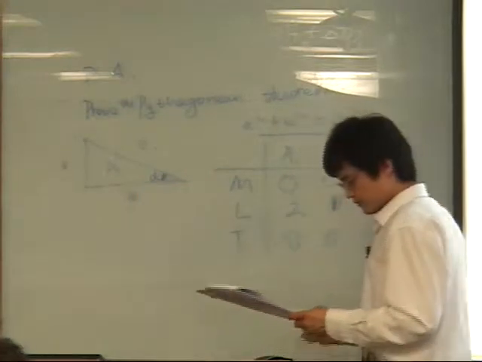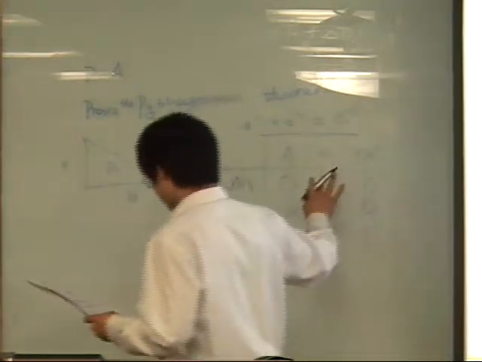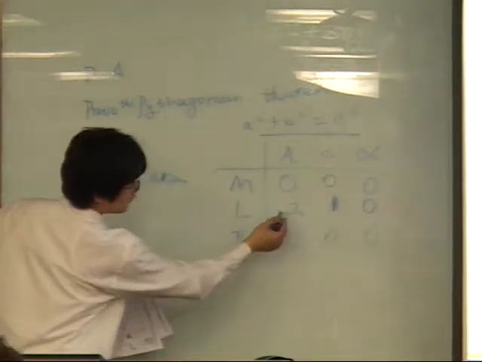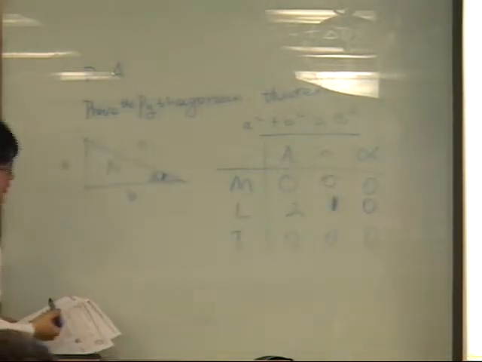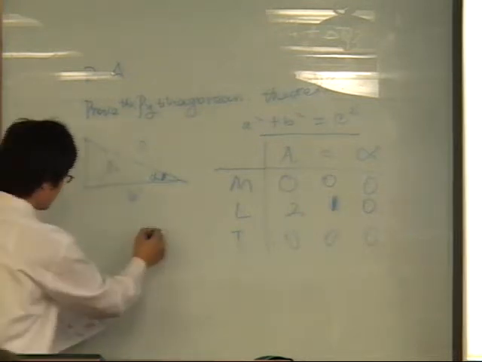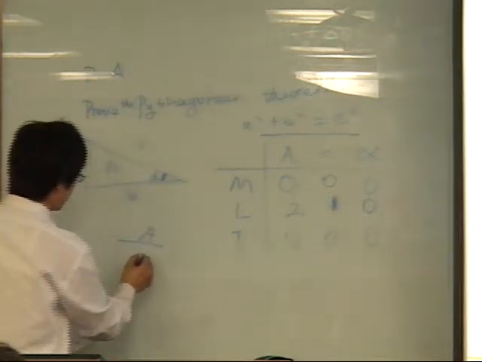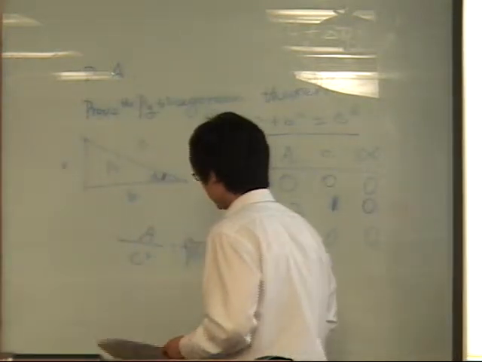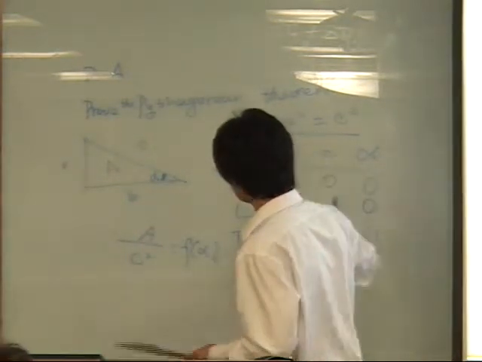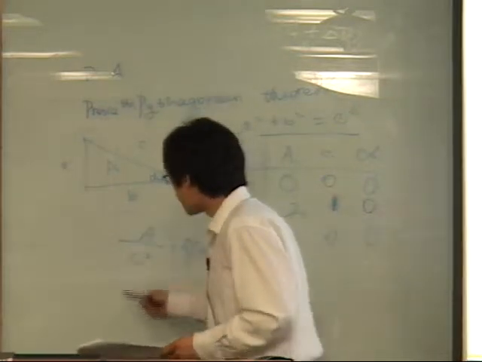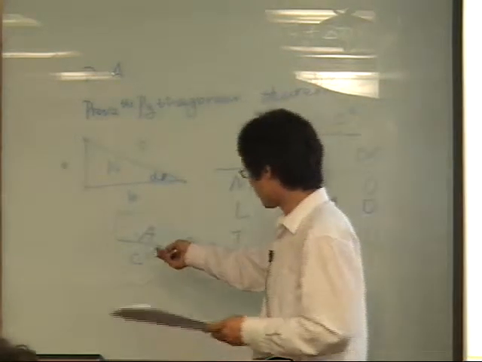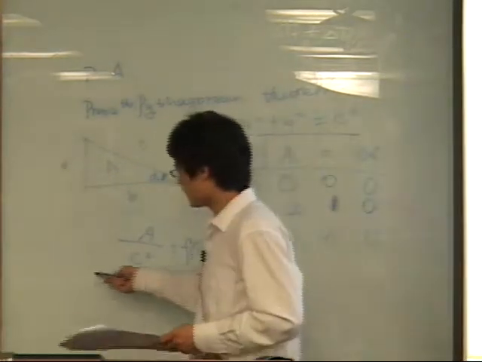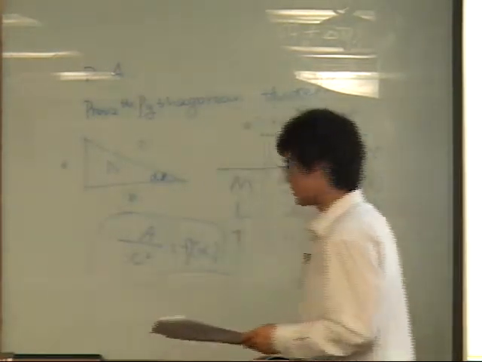So now we're going to write a scaling law. We have two parameters, which can only give us one dimensionless parameter. Is that correct? A over C squared is a function of the angle. So that's the only way we can identify a law.